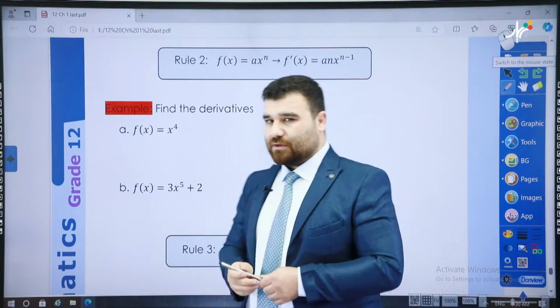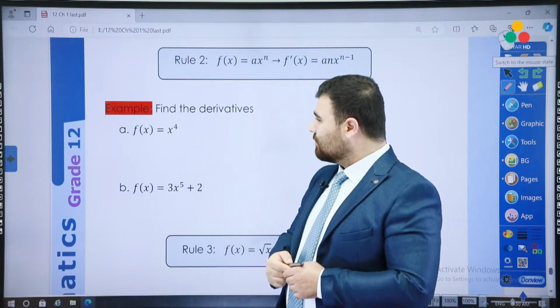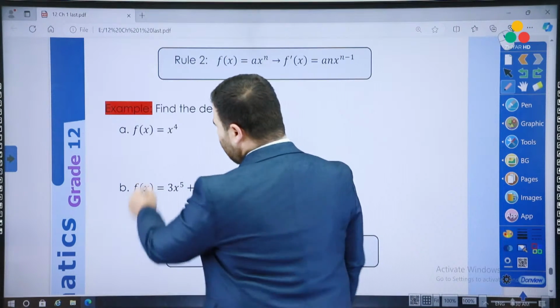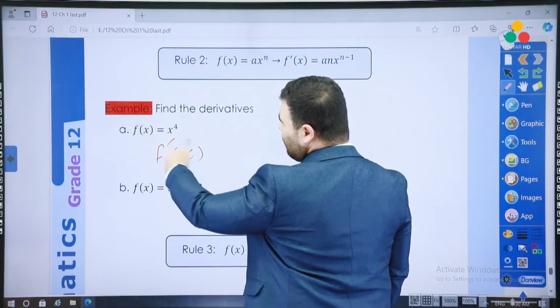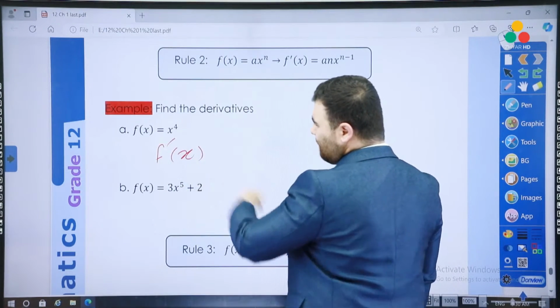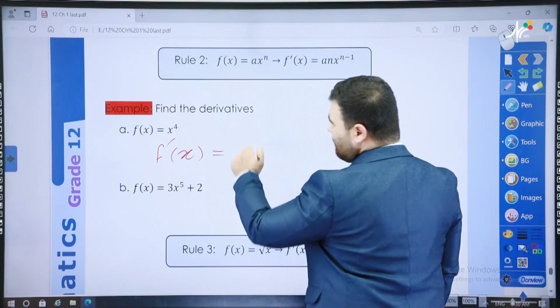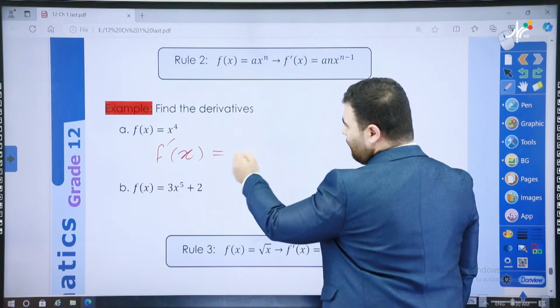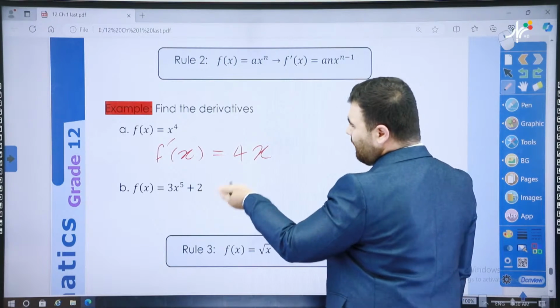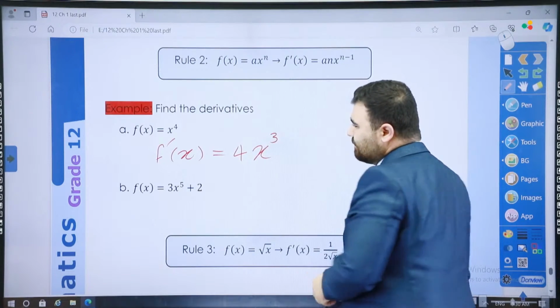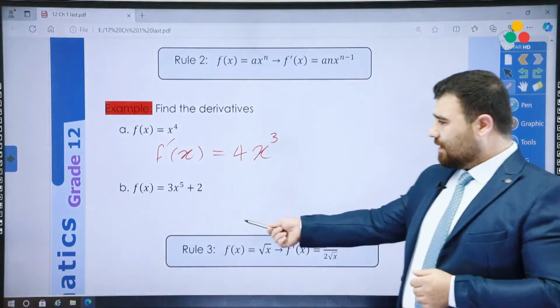We have examples as well. A, f of x equal to x power 4. Then f prime of x. The question asked in terms of f, so we answered in terms of f prime. The answer is power, which is 4, goes to the front. 4x. Power minus 1. It was x power 4, now it's x power 3. This is the derivative.